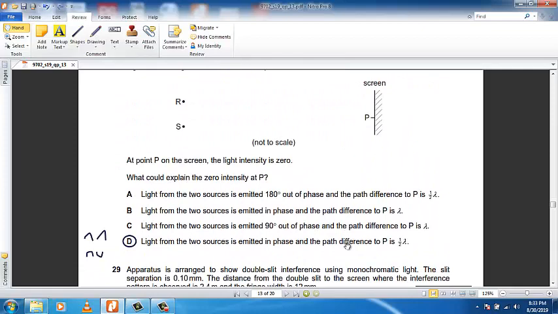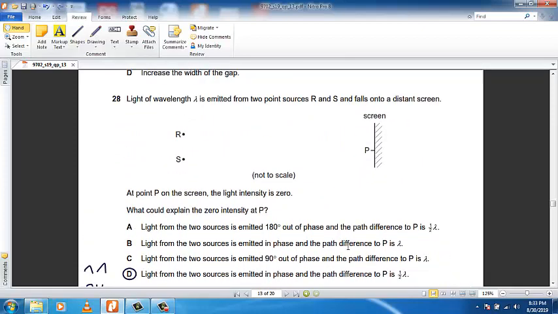Question number 28 says that light of wavelength lambda is emitted from two point sources R and S and falls onto a distant screen at point P on the screen. The light intensity is zero. What could explain the zero intensity at P? We have a zero intensity.